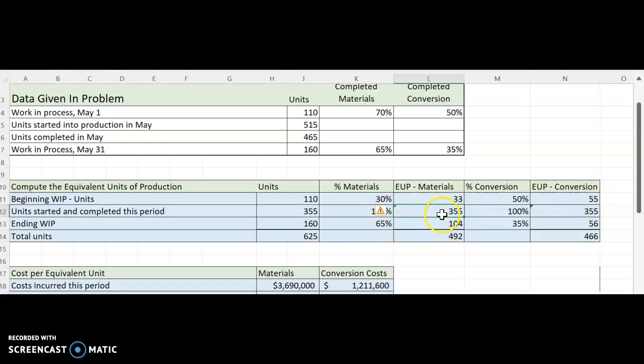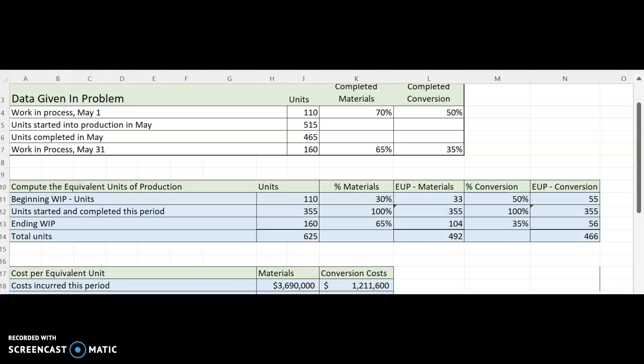The 355, just remember that it's going to be your beginning, your units completed minus the ones that you have that were already started. So units started and completed is equal to the units started minus what's already been there. That's how you get the 355. So this is how you get the equivalent units.